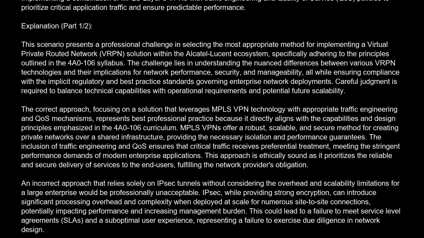4A0-106 curriculum. MPLS VPNs offer a robust, scalable, and secure method for creating private networks over a shared infrastructure, providing the necessary isolation and performance guarantees. The inclusion of traffic engineering and QoS ensures that critical traffic receives preferential treatment, meeting the stringent performance demands of modern enterprise applications. This approach is ethically sound as it prioritizes the reliable and secure delivery of services to the end users, fulfilling the network provider's obligation.